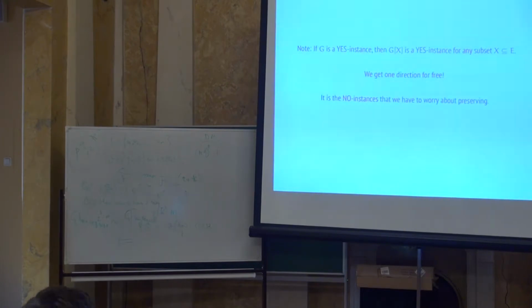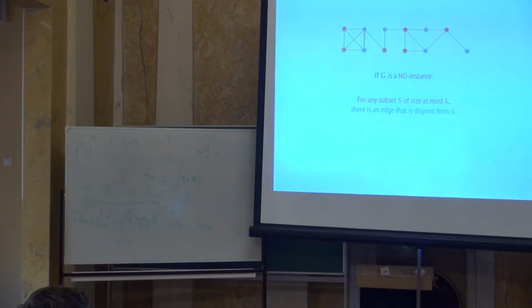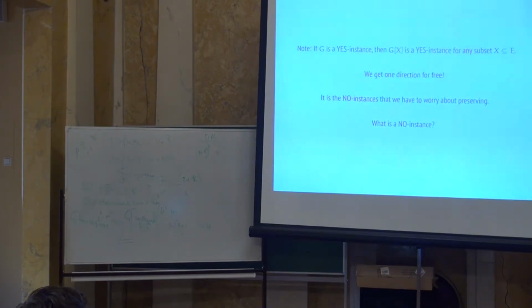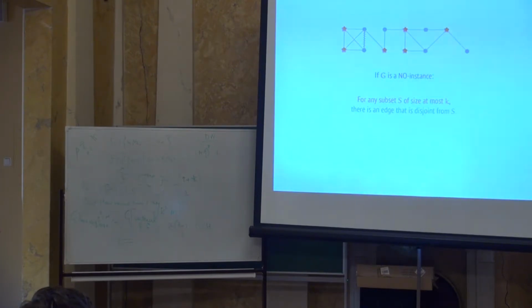Okay, it's not very hard. What is a no instance? If G is a no instance, then for any subset S of size at most k, there is an edge that is disjoint from S. That is the definition of vertex cover, right? If it is a no instance, then for any candidate vertex cover of size k, there is some edge which it does not intersect. Does it ring a bell?